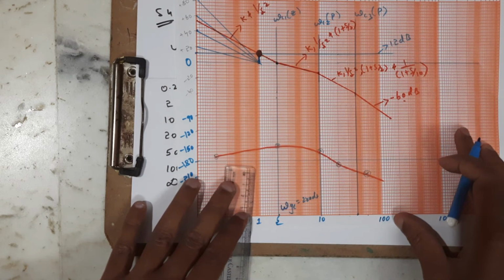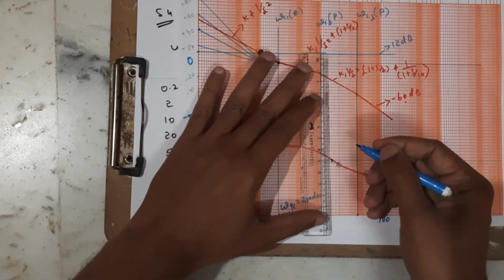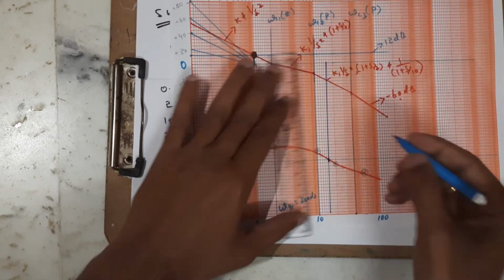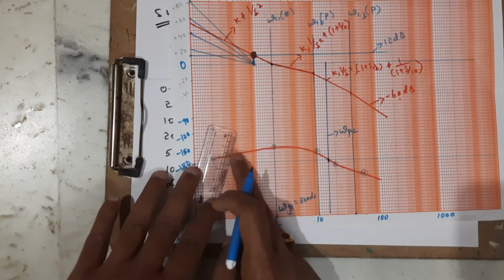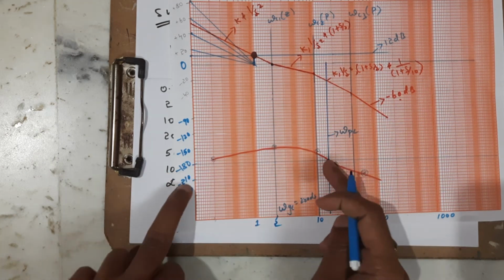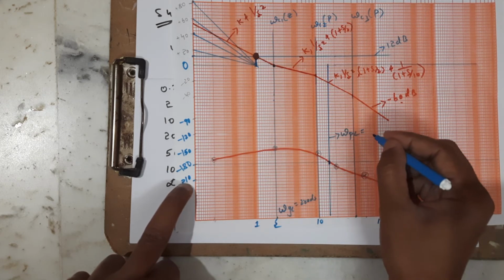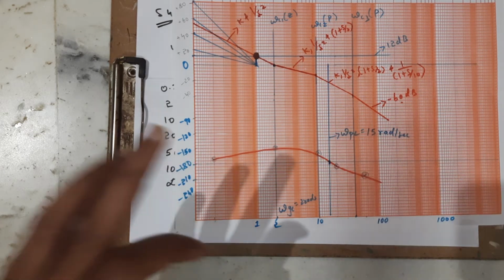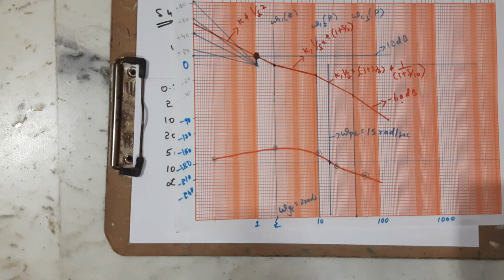Next, what is omega PC? I am going to draw a line upwards like this. So this is omega PC. What is the meaning of omega PC? It is where the phase angle plot crosses minus 180 degrees. Approximately at 15 radians per second. Omega GC is equal to 2 radians per second. Hope you got it.